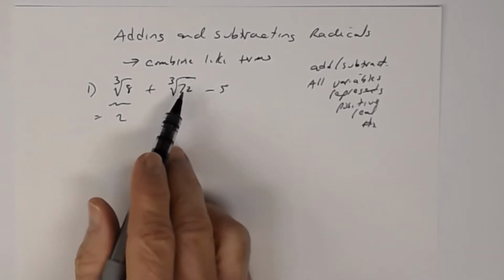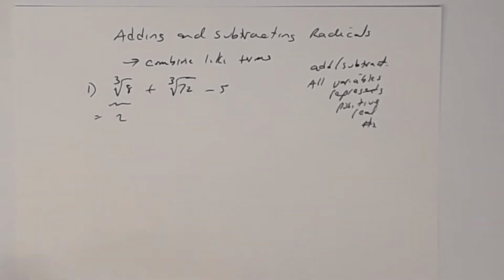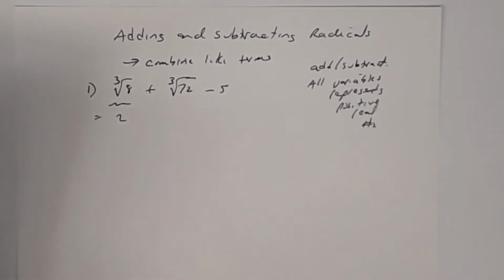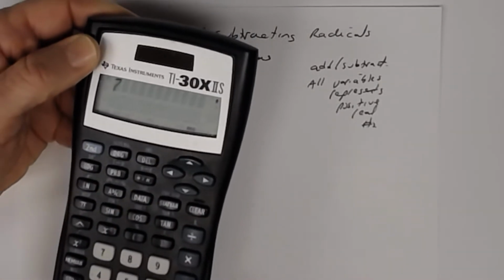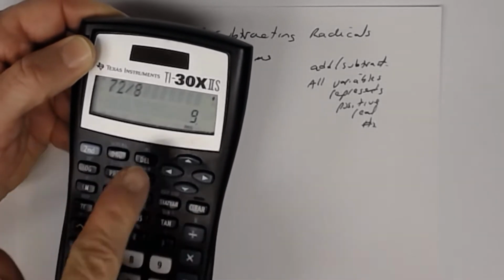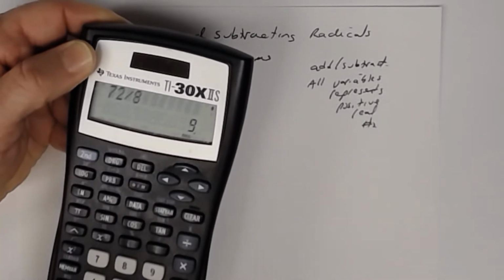Now, 72 is not a perfect cube, but we have to think about what perfect cube goes into 72 evenly, and let's use the largest perfect cube. I know that 8 is a perfect cube, so let's see if 72 is divisible by 8. You just say 72 divided by 8, press equal, and it's 9. Notice the only perfect cube that goes into 9 is 1. So 8 is the largest perfect cube.